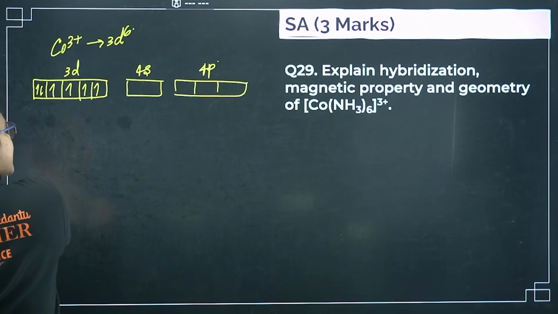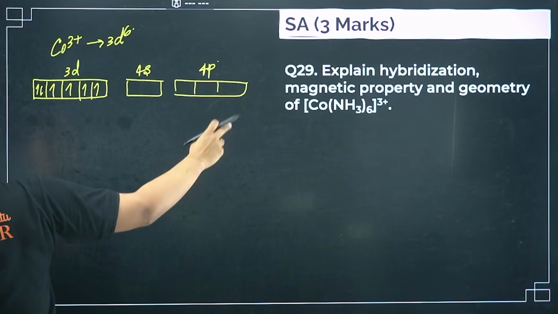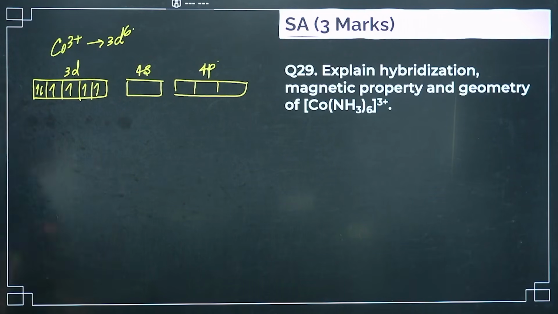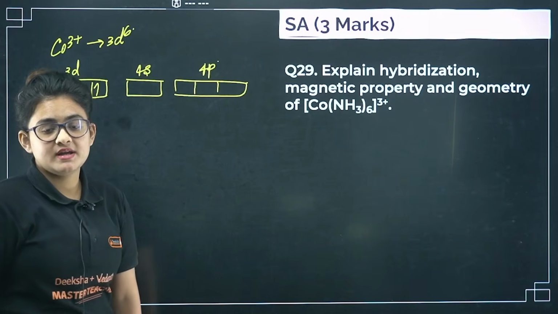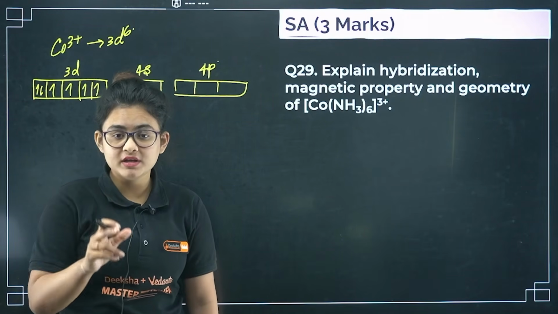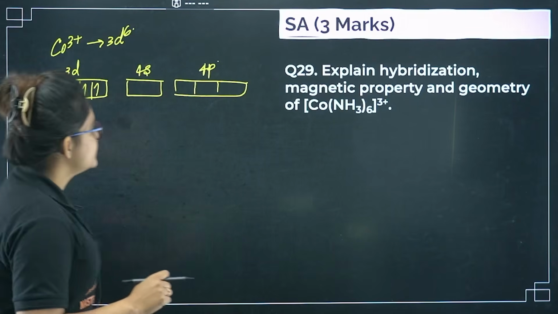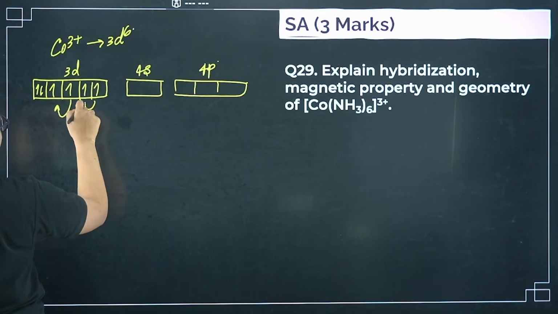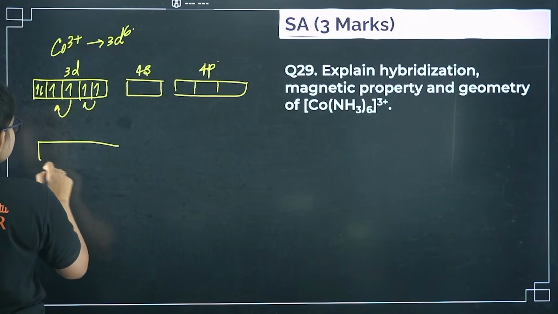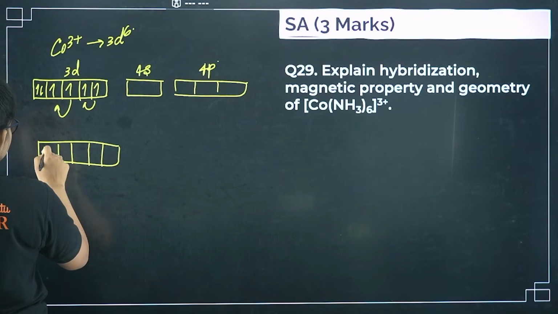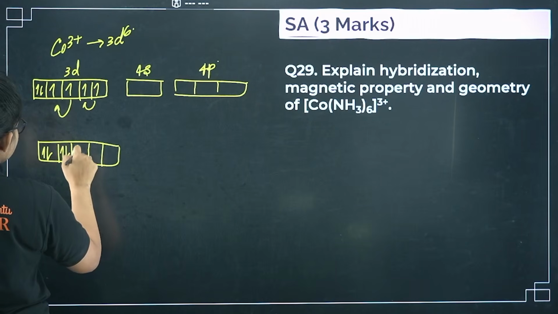Now what I have to do: once the ammonia approaches near the cobalt center, then what will happen? Forced pairing will take place against Hund's rule. Why? Because ammonia is a strong field ligand. So if forced pairing takes place, this will be paired up here, this will go there. Okay, so let's just do it. 1, 2, 3, 4, 5, 6.